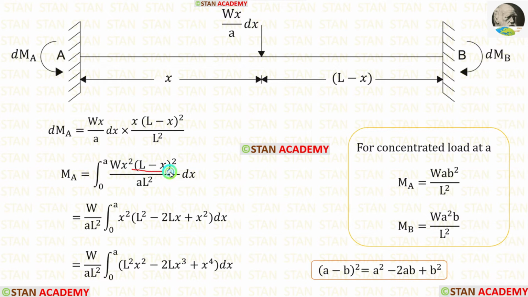For L minus x the whole square, let us apply the A minus B the whole square formula. The formula is A square minus 2AB plus B square. Using the formula, we are getting this. Then let us multiply x square with this term. When we do that, we are getting this.